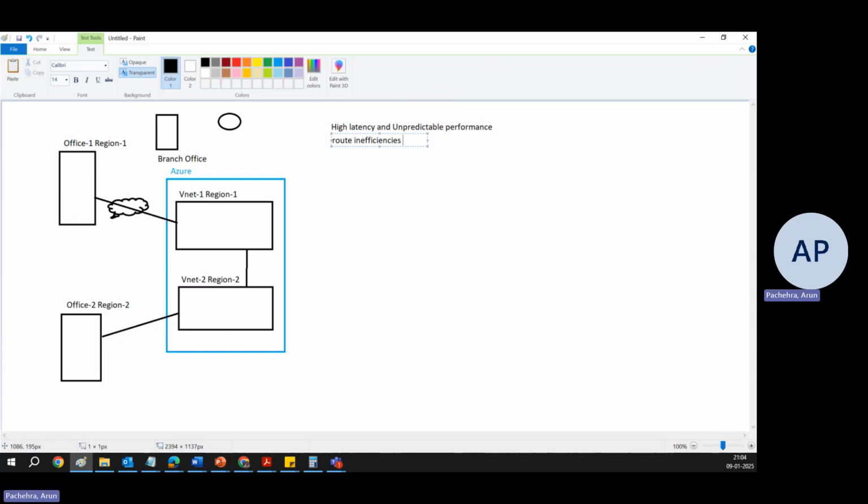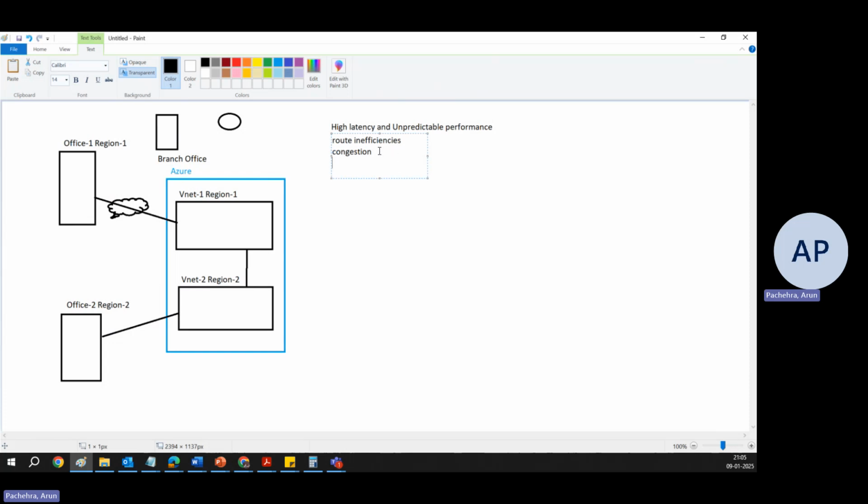What I mean by that, well, when branch offices connect to each other or Azure resources through the public internet, data packets take unpredictable paths based on the internet routing algorithms, often leading to suboptimal routes, meaning high latency. You may encounter congestion, internet congestion. Public internet traffic is shared by millions of users, causing congestion, packet drops, and delays.